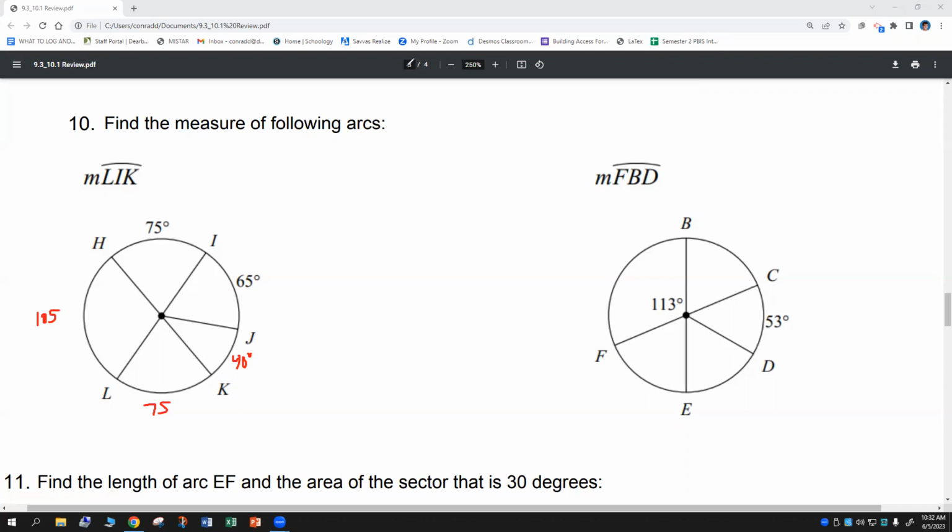Okay, and now the arc that we're looking for, LIK, is right here. So we can either do 360 minus 75, or we can add up 105, 75, 65, and 40. And when you add those all up, you should get 285 degrees for the measure of arc LIK. Okay, FBD.